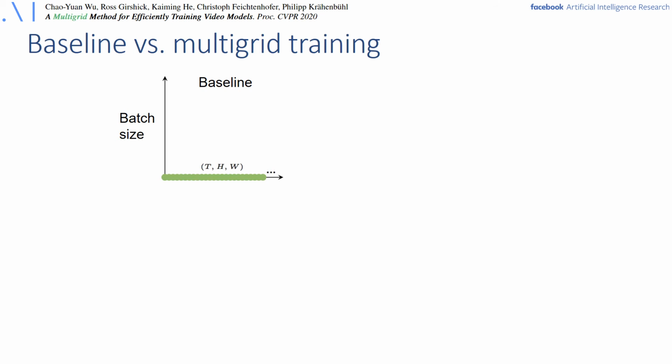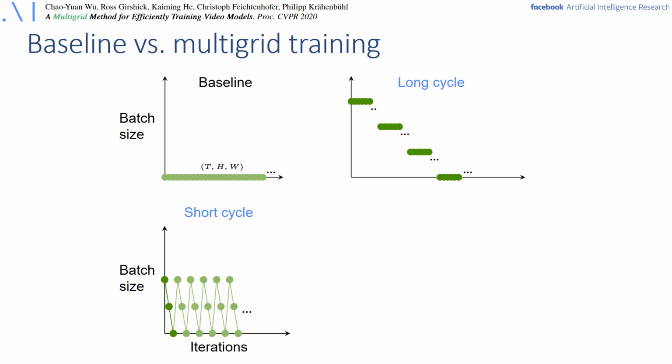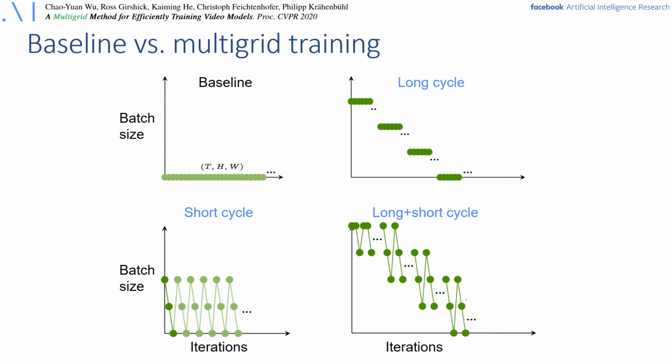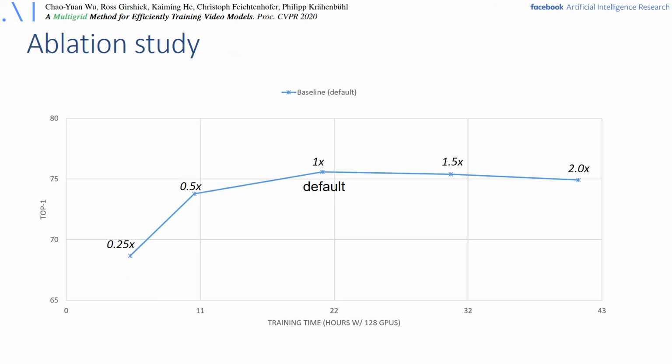So overall, we have 4 cases. First, the baseline method that uses a fixed batch size during training. Second, the long cycles, which increase resolution over training, both spatially and temporally. Third, the short cycles, which quickly change the resolution in each training iteration for a spatial input size. And fourth, the combination of the two, which is our multigrid schedule, combining long and short cycles. In the paper, we applied these 4 variants.